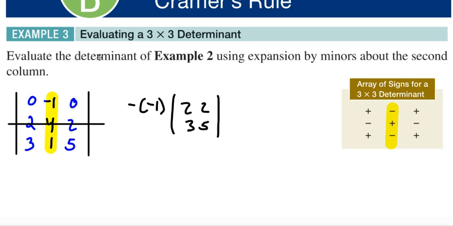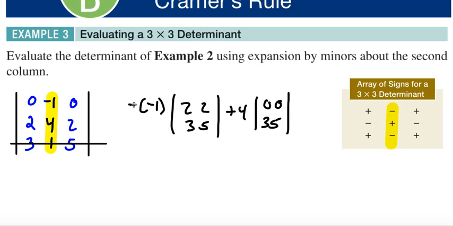And now I'm using 4. Okay, so 4 now should be positive, so I'm going to do +4. And now I have the determinant of 0, 0, 3, 5. If I move down one more time, I'm using 1, but again, 1 now has to have a negative sign in front of it. So it's going to be -1 times the determinant of 0, 0, 2, 2. Okay, so now we just go ahead and multiply this all together.